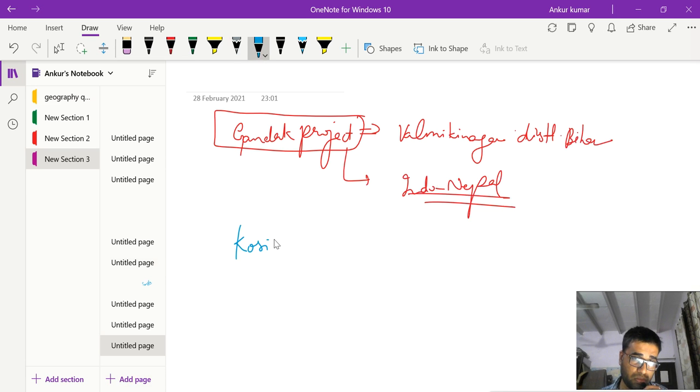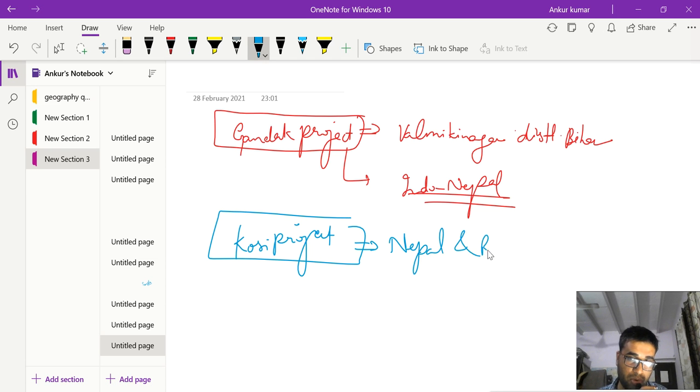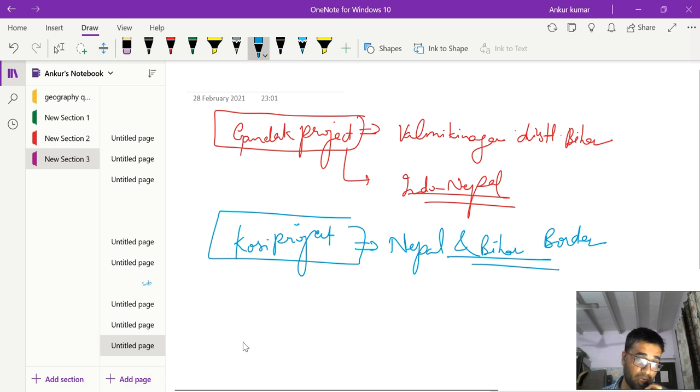Kosi project. See, Kosi project is again on Kosi River on Nepal-Bihar border. Nepal and Bihar border. Okay, and the next project is the Rihand project.